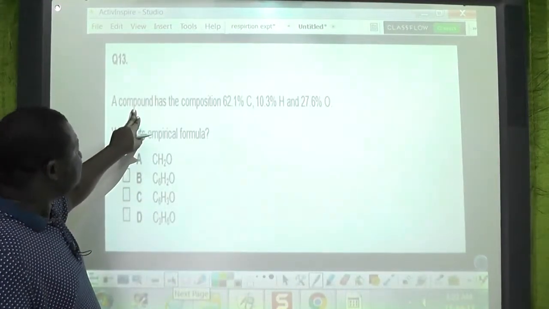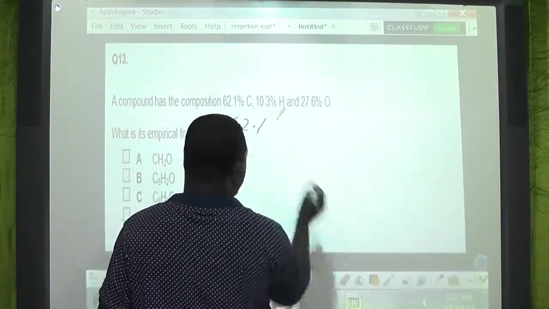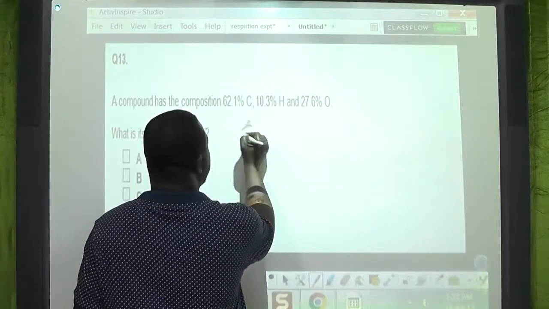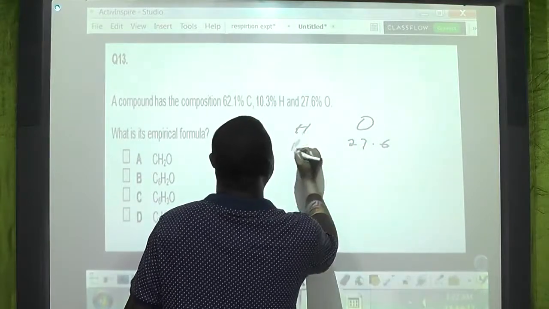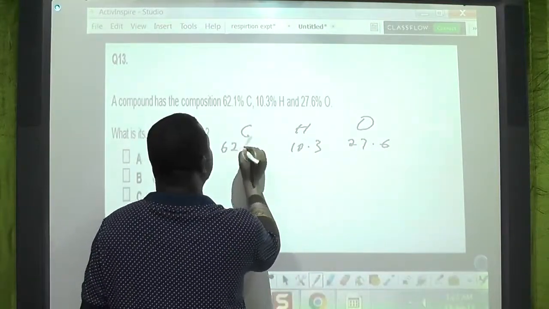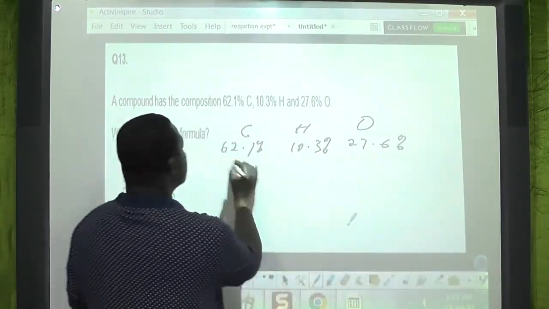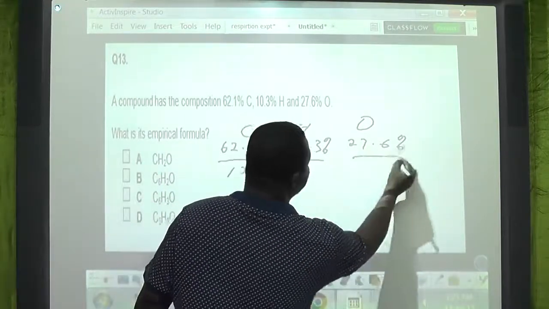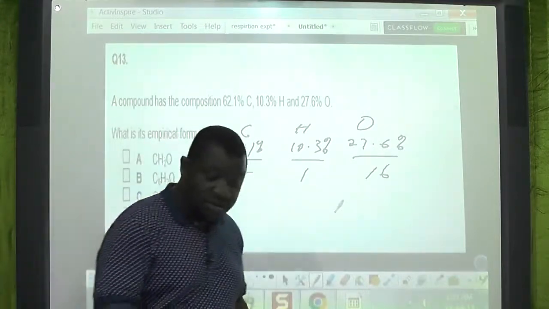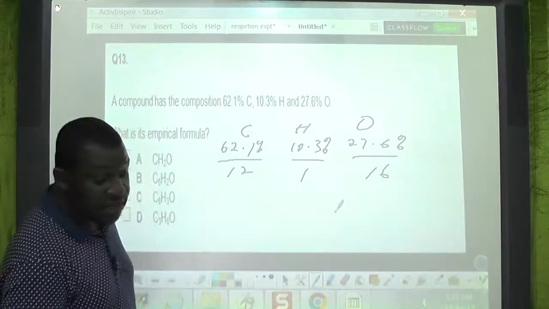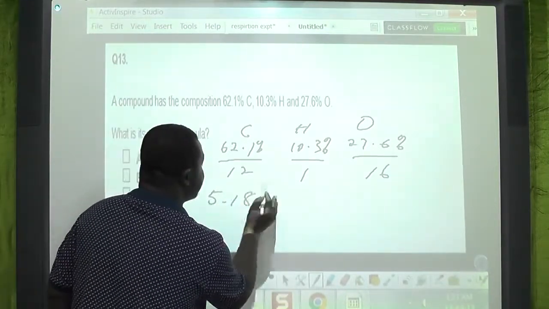A compound has the composition of, this is another simple one, 62.1% carbon. So I have carbon, hydrogen, and oxygen: 27.6, 10.3, and 62.1. All of them must add up to be 100 percent. So divide by 12, divide by 1, and divide by 16. When I divided this one by 12, I got 5.18. If you do it, cross check.